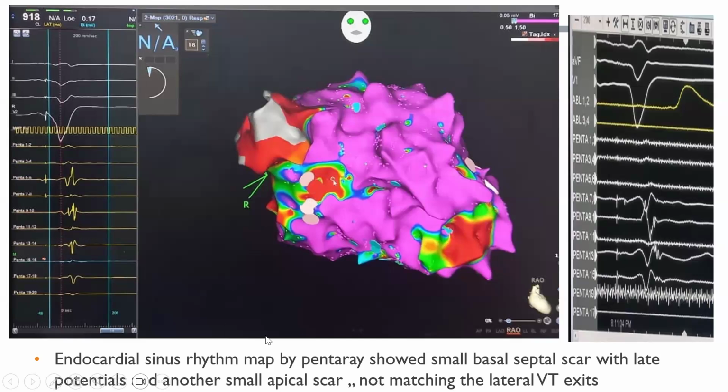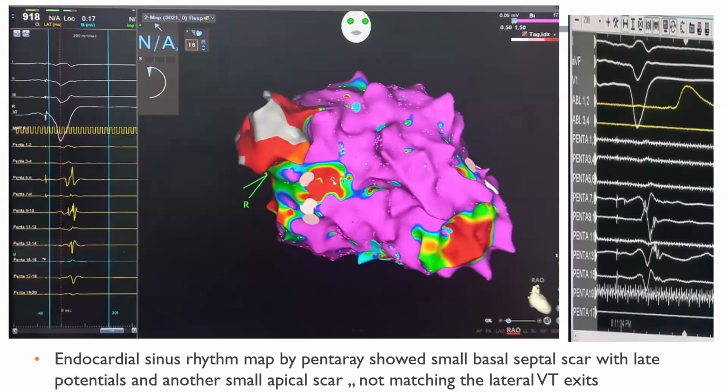So on the endocardial sinus map, we used a Bentaray, a multi-electrode map. It's only a small basal septal scar with late potential, as we can see, and a small scar from the apex. Both scars did not explain to us the lateral VT exit.